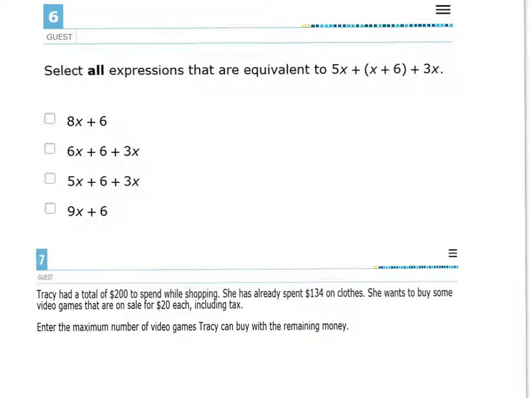Now for number 6, select all expressions that are equivalent to 5x plus x plus 6 plus 3x. So in this case, we know that you have to check through each possible solution. So make sure you look at all 4 choices and pay very close attention.